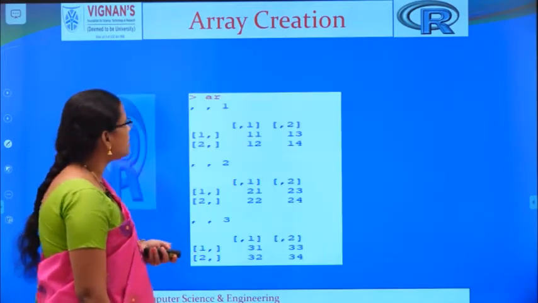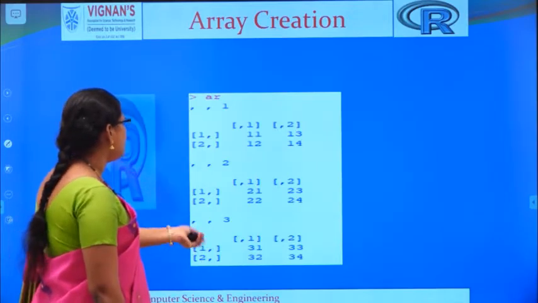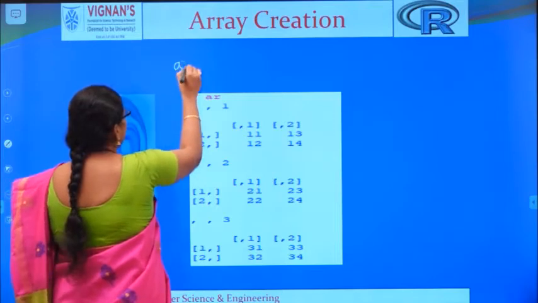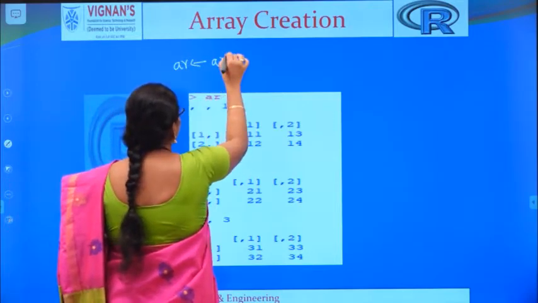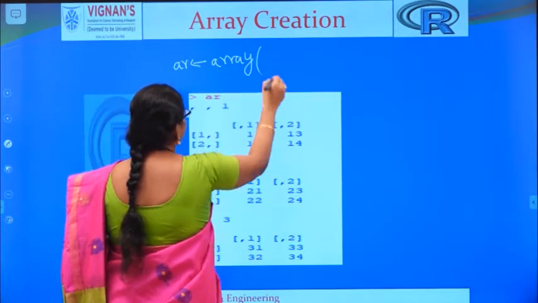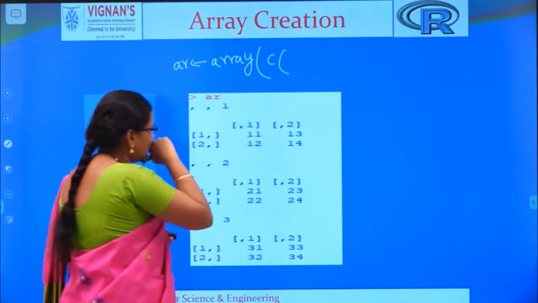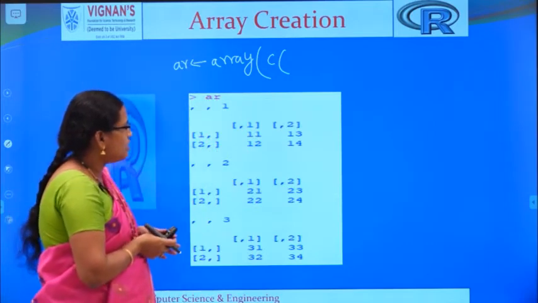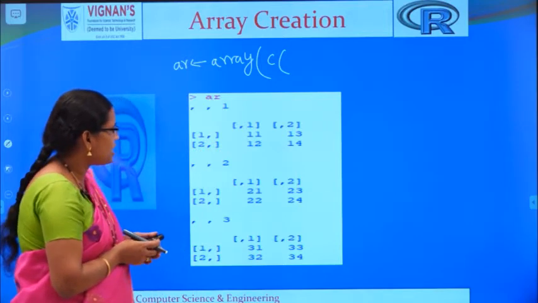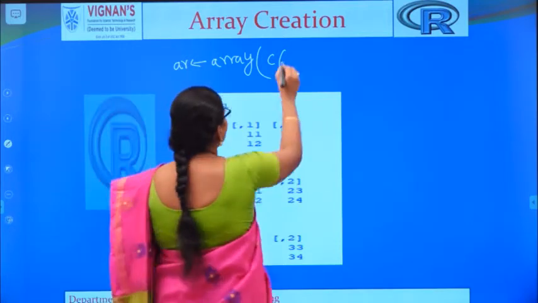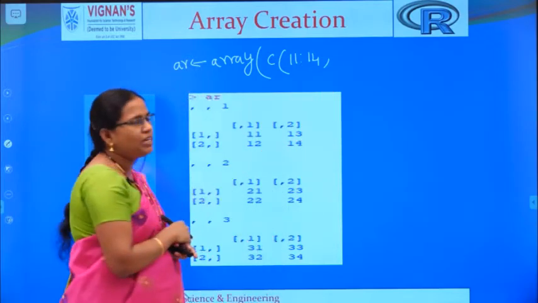Next, let us see the other example. Let the array name be AR. So AR is equal to, we have to make use of the array function. So array of c of, okay, what is the input given? We have 3 matrices here and the inputs for the 3 matrices are different. So the first input is 11 to 14. You have to give the comma like this.